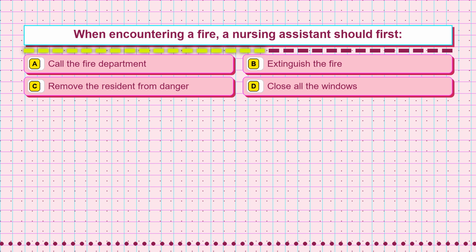Option B, extinguish the fire. Option C, remove the resident from danger. Option D, close all the windows.